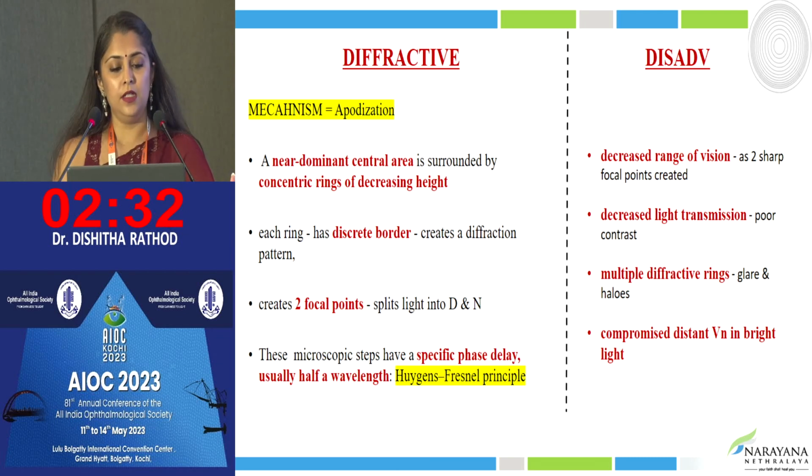Now the disadvantage of these lenses is that because it forms two focal points, there is decreased range of vision, and there's decreased light transmission, which means there's poor contrast with these lenses. There are multiple diffractive rings which cause glare and halos, which is a big disadvantage, and it also is compromised for near vision in bright light.